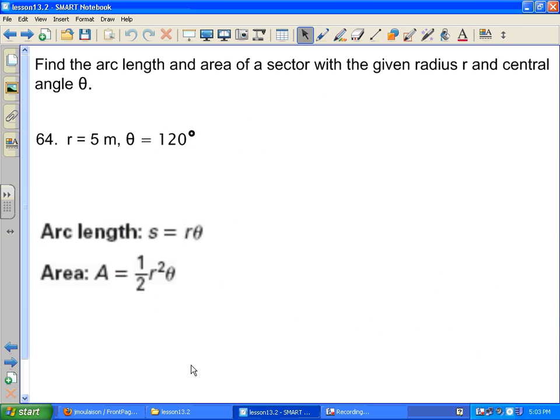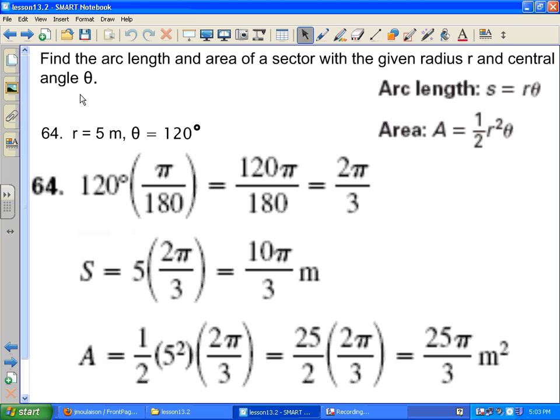So you could pause this presentation now and try this problem, very similar to the previous example. So finding the arc length, well, once again, before I start using these formulas, the angle that I was provided, 120 degrees, has to be converted to radians. So I convert 120 degrees to radians by multiplying by pi over 180. The result is 2 pi over 3 radians.